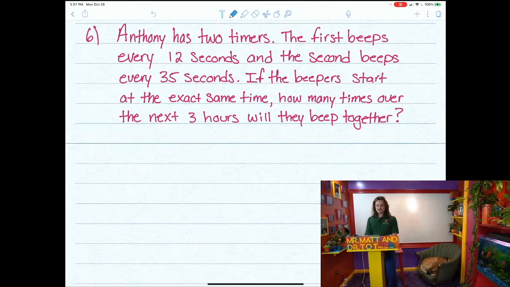So question number 6 says, Anthony has 2 timers. The first beeps every 12 seconds and the second beeps every 35 seconds. If the beepers start at the exact same time, how many times over the next 3 hours will they beep together? So just a little preview, you're going to have to turn hours into seconds, right? Because they give you rates in terms of seconds per beep, and then they give you a total allotted time in terms of hours. So you're going to have to convert that into seconds. That's a little hint for you as well.